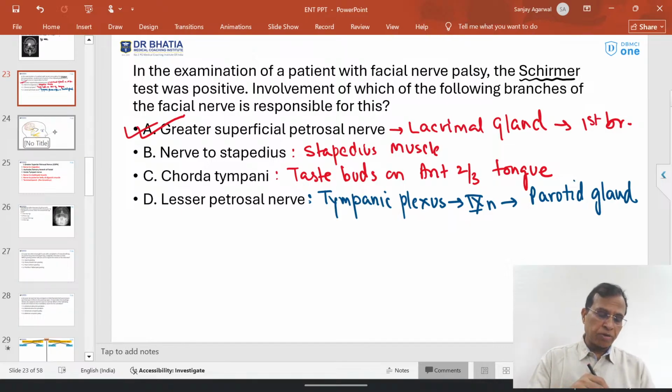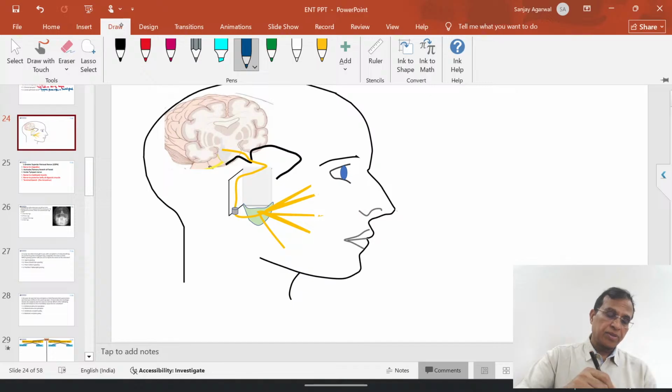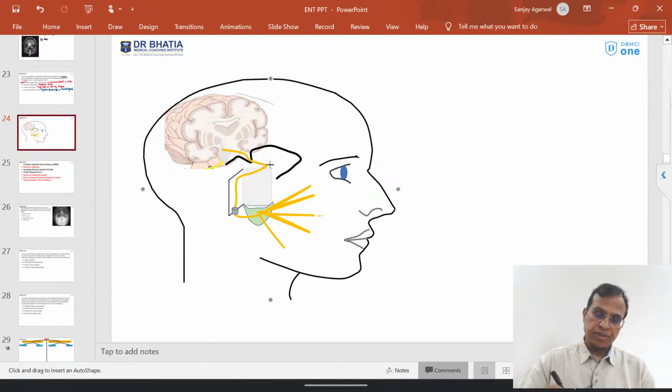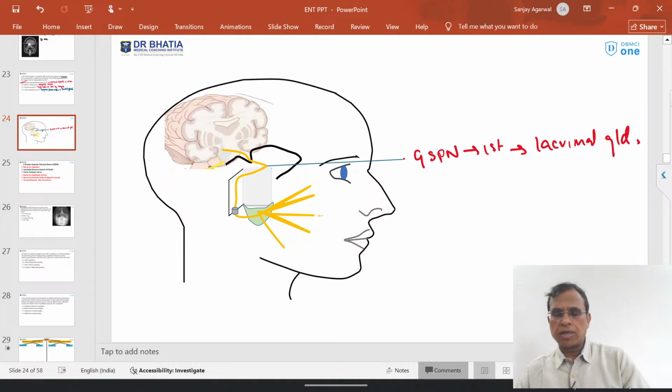So now talking about facial nerve, this yellow thing that you see is the facial nerve. Now facial nerve का GSPN first branch arises from here. From here is the first branch. This is GSPN. First branch, greater superficial petrosal nerve, and this supplies lacrimal gland. So if the tears production is not happening, most probably this branch is gone.